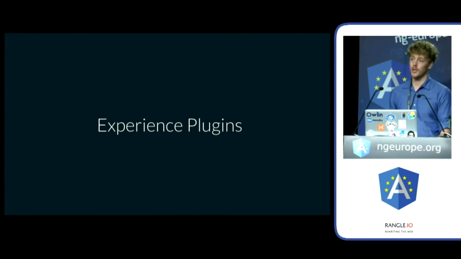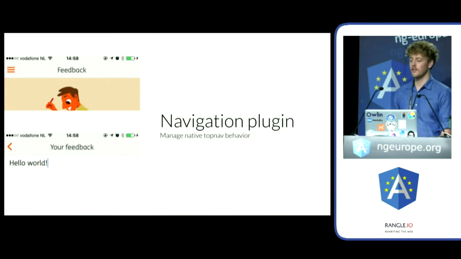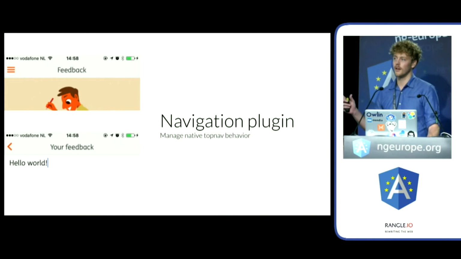The first plugin we built was the navigation plugin. As you see in the feedback flow, on the first screen the title says feedback, but on the second screen it says your feedback. But the title bar is a native component. So from the web features we should be able to control that title bar. Therefore we wrote this custom plugin.